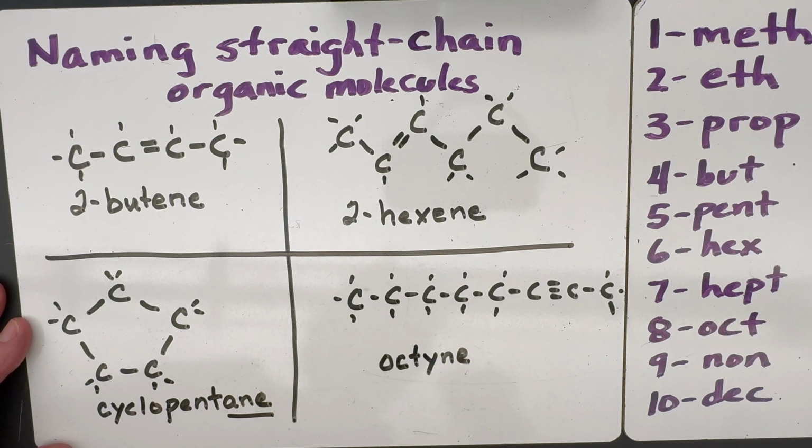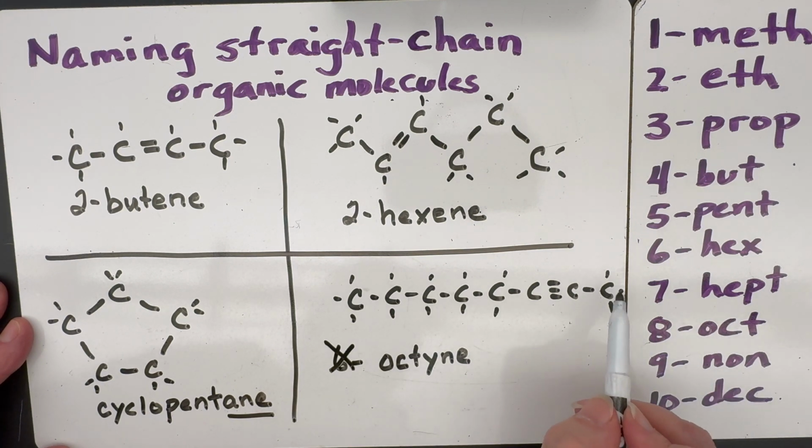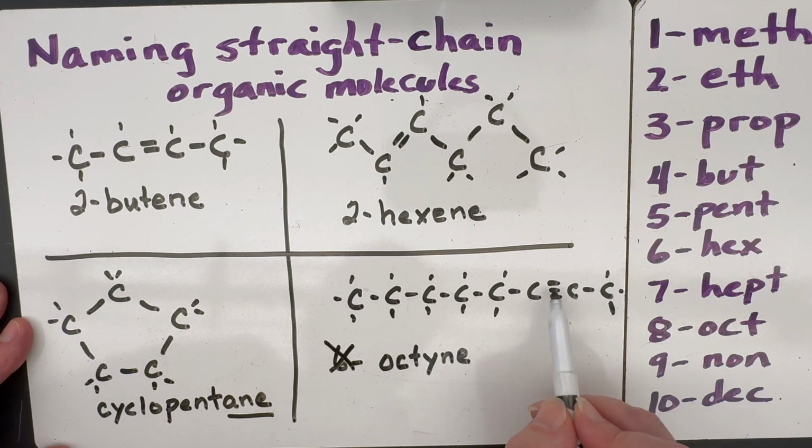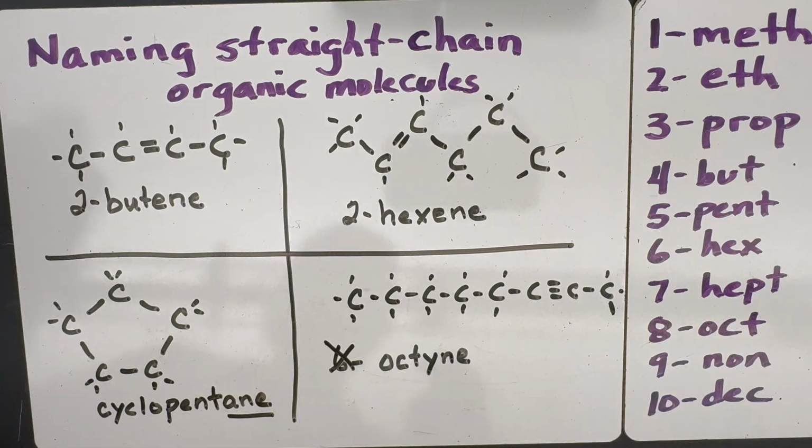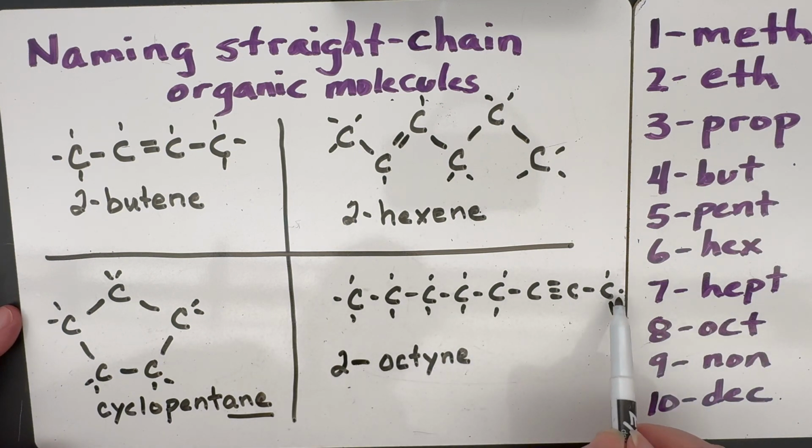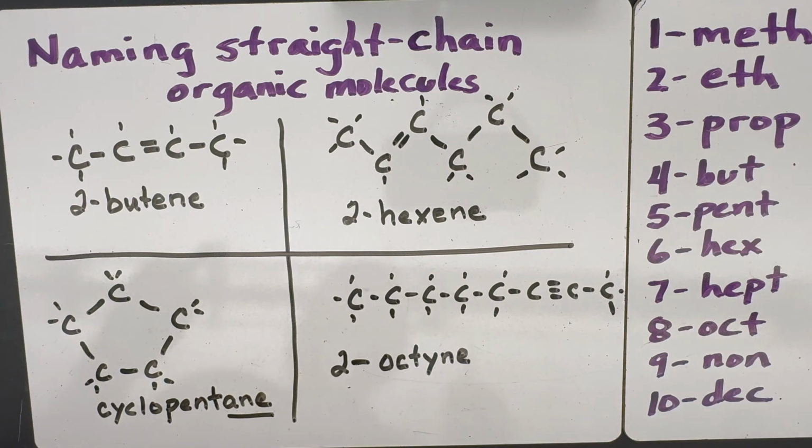Now, don't be tricked. If I make this carbon 1, 2, 3, 4, 5, 6, 7, it would be 6-octyne. But that is incorrect, because if I count from the other end, 1, 2, 3, it's between 2 and 3. So this is actually 2-octyne. But you need to always, with a situation like this, start counting from the end closest to your multiple bond.